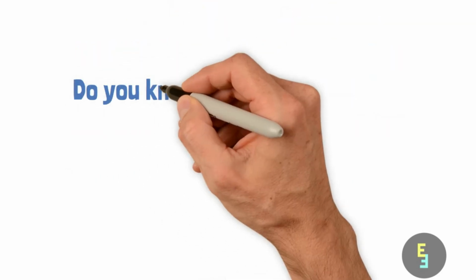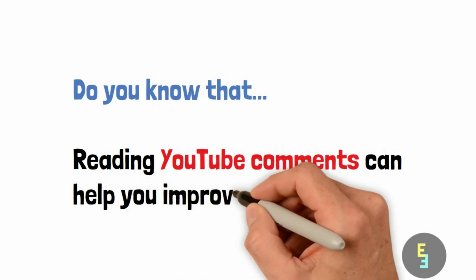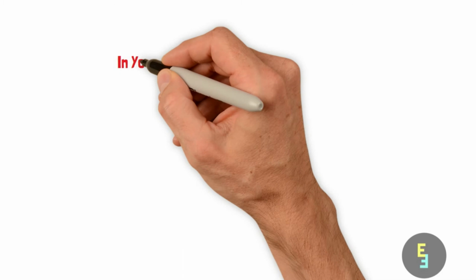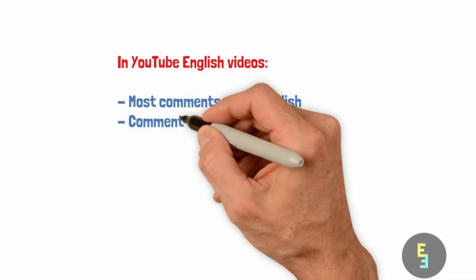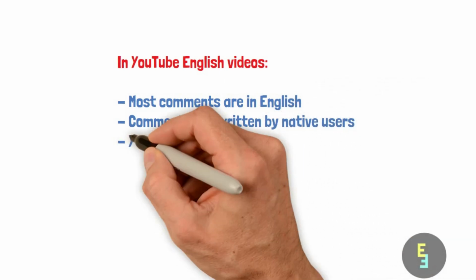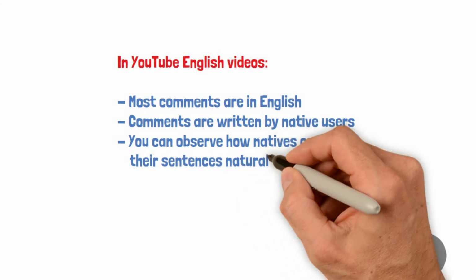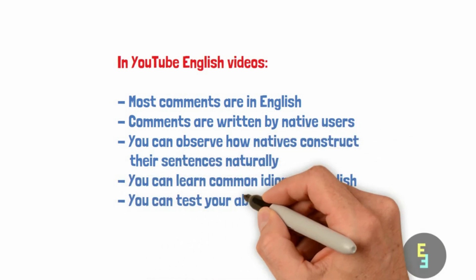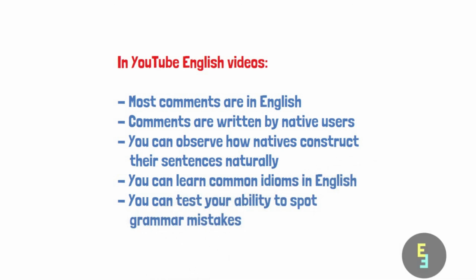Also, do you remember when we told you at the beginning that reading YouTube comments is actually a good place to learn English? That's right. Especially when you watch an English video, you expect that the majority of the comments are coming from native users of the language. In that case, as a learner, you can observe how they construct their sentences in a natural manner. You can also get familiar with English idioms which these native users use a lot of times. And just like what we did in this video, you can look for comments and try to identify the grammar mistakes. That way, you can further improve your grammar skills.